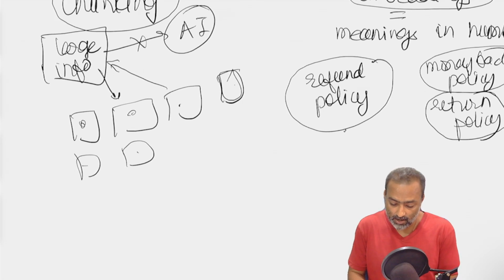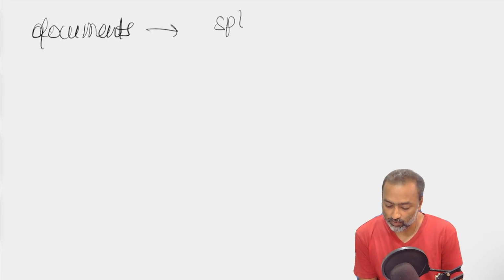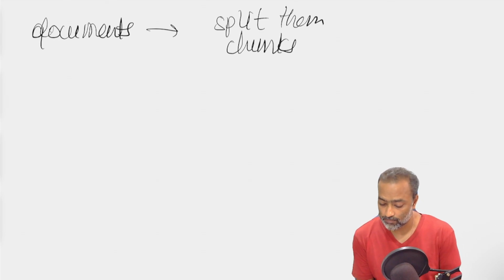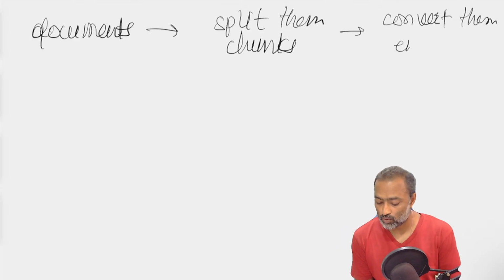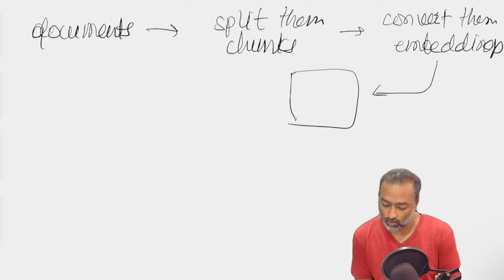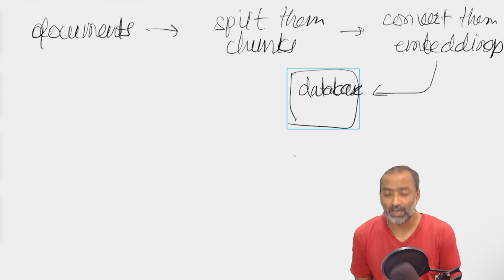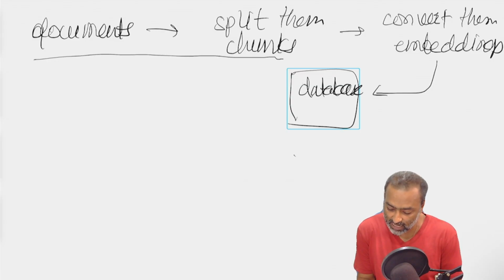So here is the complete two-step process of the RAG system. First, we have documents. We will split them into chunks, convert them into embeddings, and we will store them into, let's say, a database. Most common is a vector database. So this is the first step.